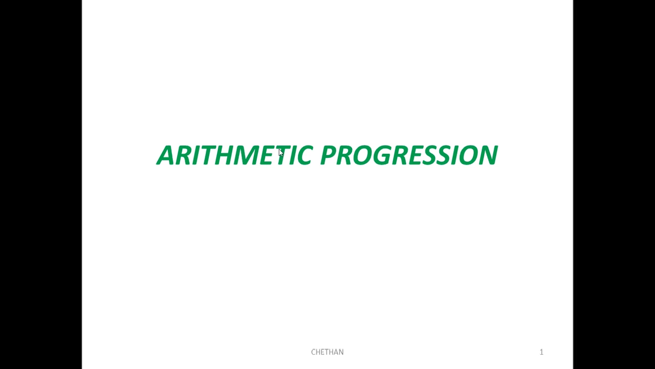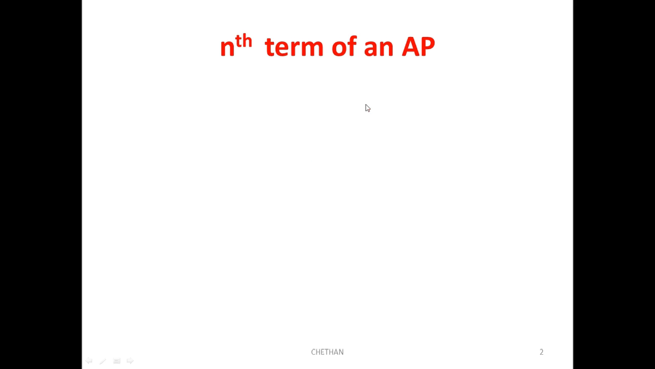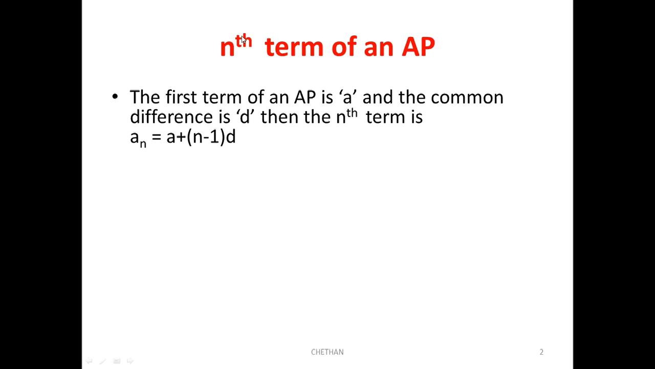In the previous class, we already discussed the meaning of AP, types of AP, and the general form of AP. In this class, we are going to discuss the nth term of an AP. That means how we have to find the nth term of a given AP. We have one general formula.